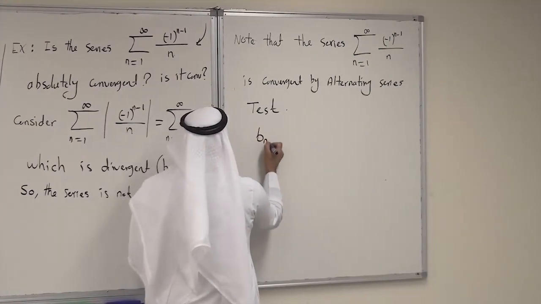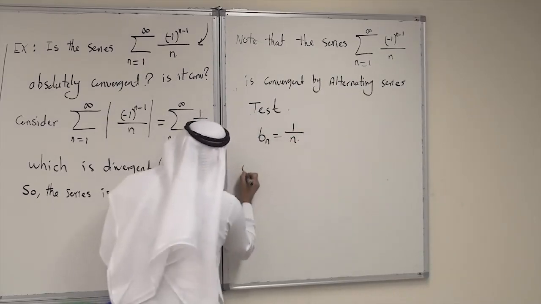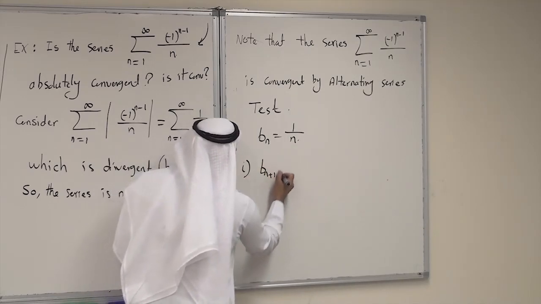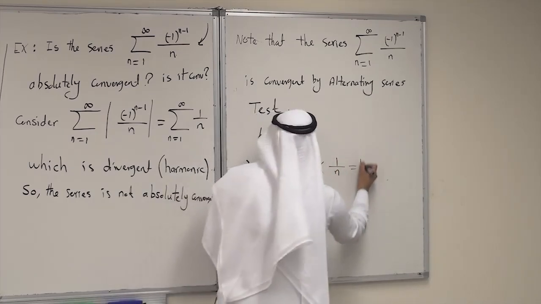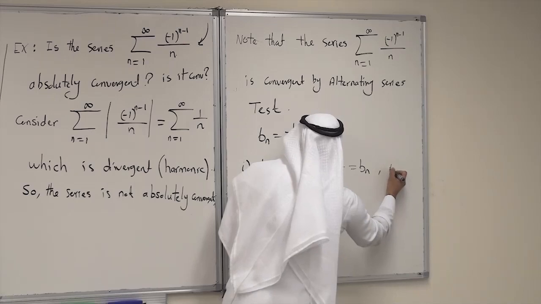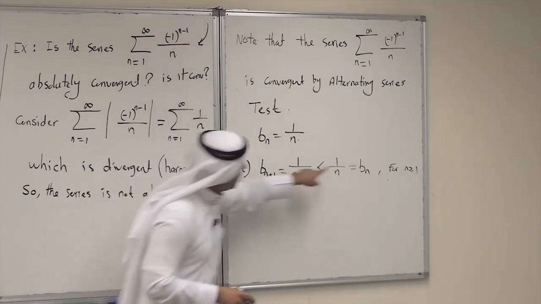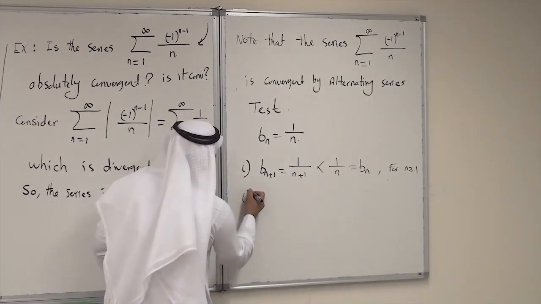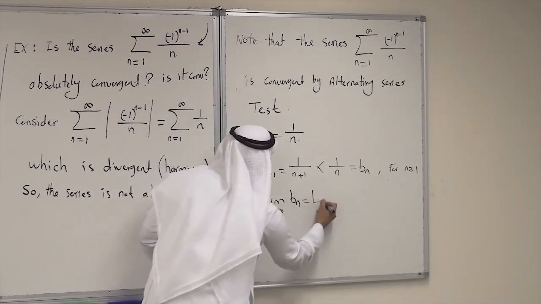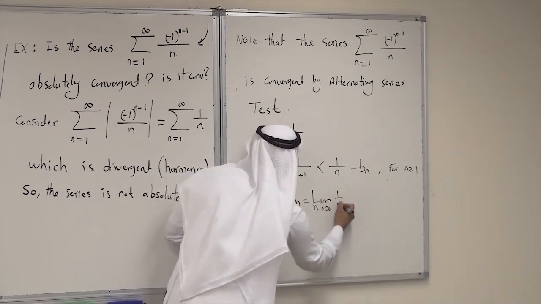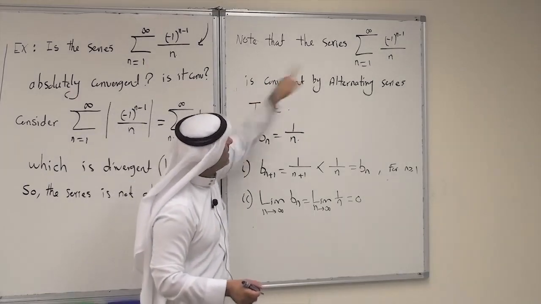We have our Bn; first, it is an alternating series. We have Bn equal to 1 over n, and we have the two conditions, if you remember. We have B(n+1), which is equal to 1 over n+1, that is less than 1 over n, which is equal to Bn. This is true for all n greater than or equal to 1, we have B(n+1) less than Bn. The second condition: the limit as n goes to infinity of Bn is equal to the limit as n goes to infinity of 1 over n, and that's equal to 0. By these two conditions, the alternating series test says this series is convergent.